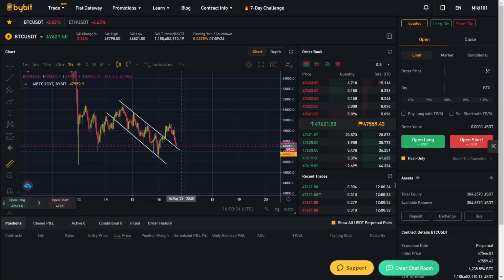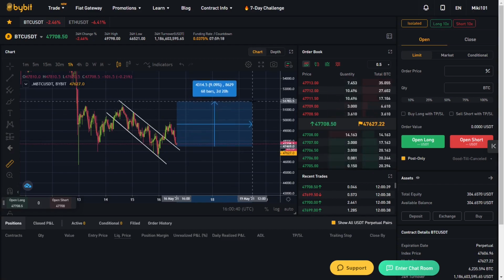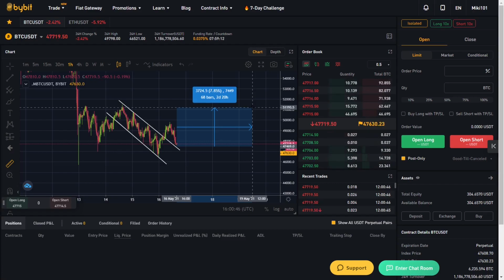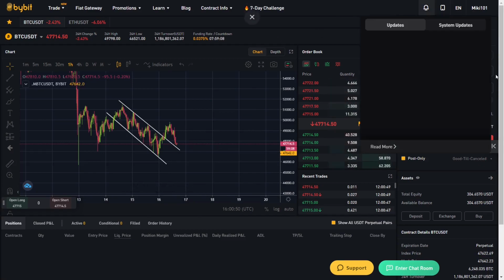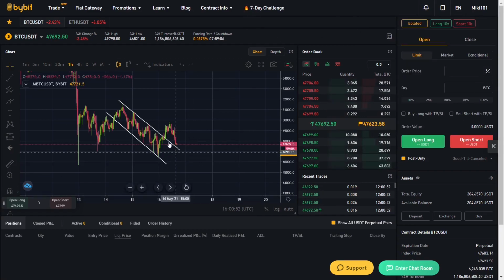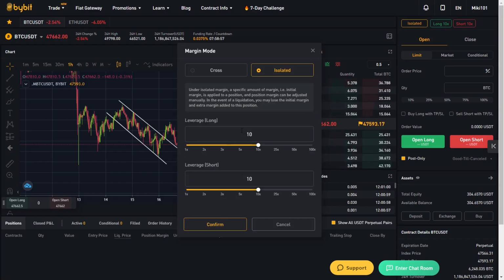If we were to enter a position here and ride it up to the top right here, this is our target. This would be an 8.3% move, or just an 8% move to keep it simple. Let's say I were to enter that without leverage, I would just make the 8%, but I want to use leverage now, so I would go here, go to isolated, and then select how much leverage I'm using.